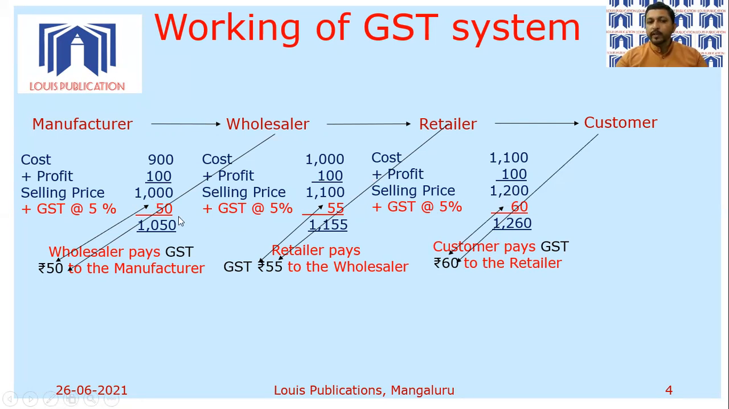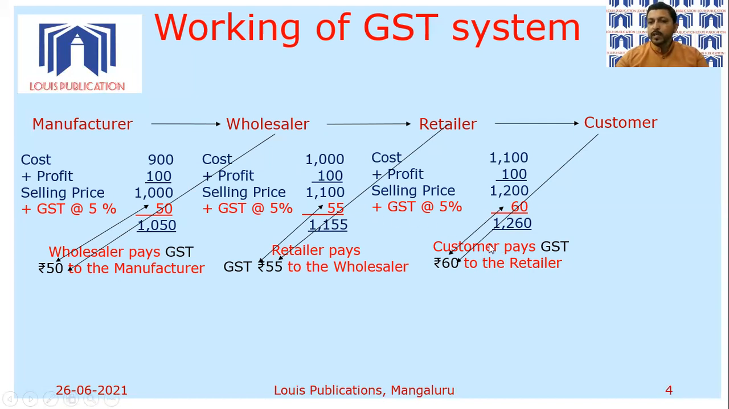Nowhere we are including this 50 rupees for the wholesaler. There is no concept of tax on tax. There is no tax on tax applicable, no cascading effect of GST. GST is plainly calculated on the selling price of the commodities after adding the profit of the concerned business person.